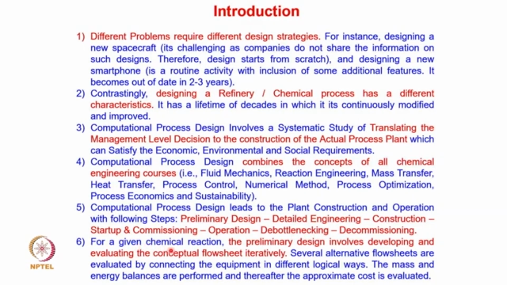So for a given chemical process, the preliminary design involves developing and evaluating the conceptual flowsheet iteratively. There are several alternatives present, and all these alternatives are evaluated using cost calculation and also the sustainability aspect. Different alternatives are obtained by rationally connecting different equipment in a process flow sheet, and then the mass and energy balance is performed, and based on that the cost is calculated, and the best flow sheet in terms of the cost as well as the sustainability and also the operational efficiency is selected.